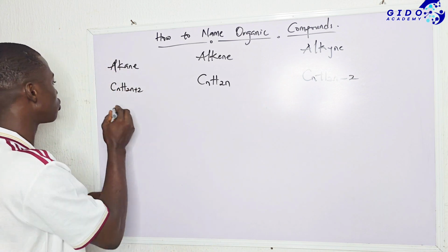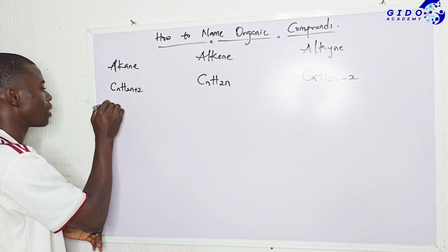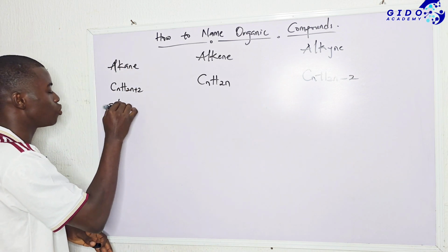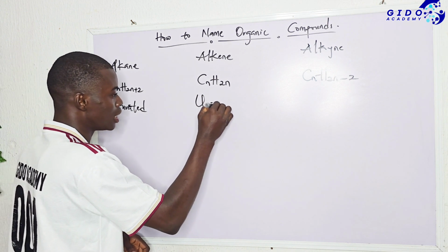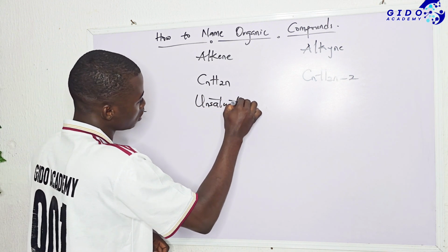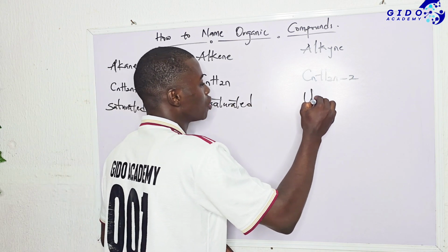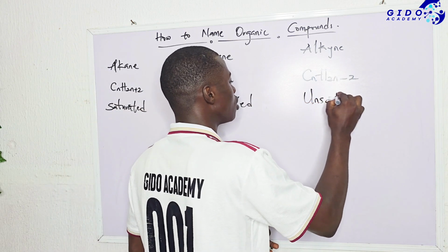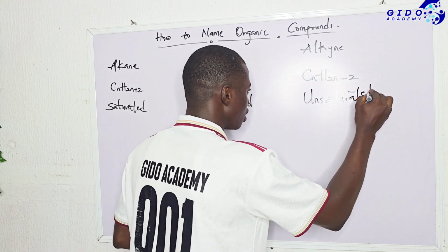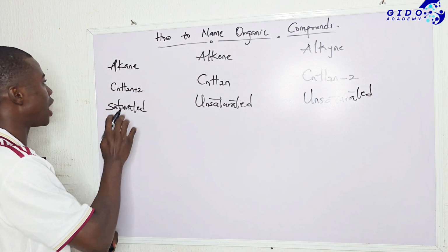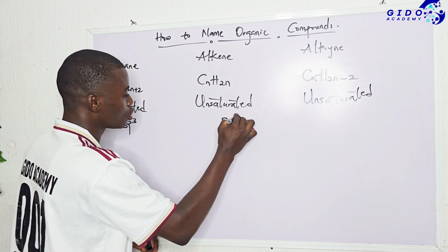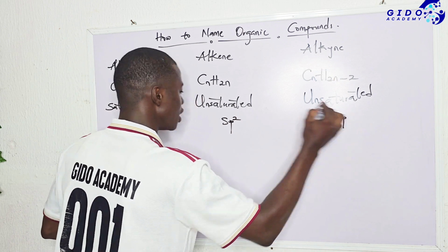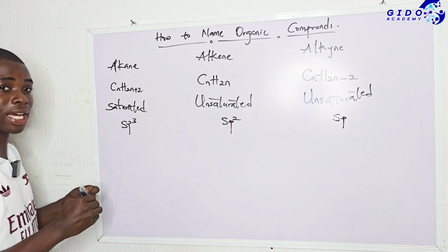Another thing again you should take note of, this guy here, which is alkane, it is saturated. It's a saturated hydrocarbon. This is unsaturated. And this is unsaturated. You can also call it super unsaturated. So that's another thing. The hybridization of alkane is sp3. Here is sp2, and here is sp. This is their hybridization.